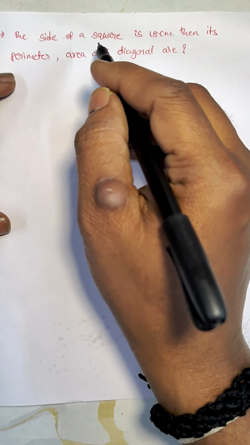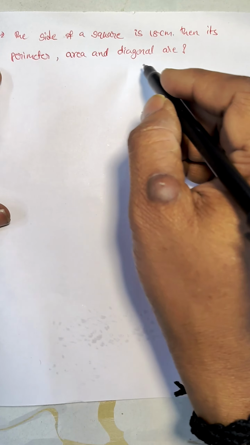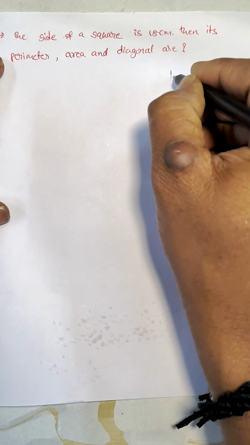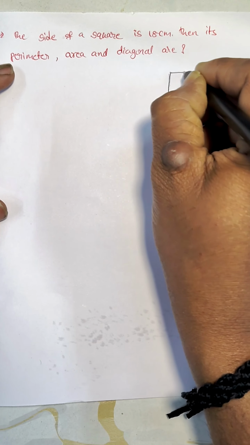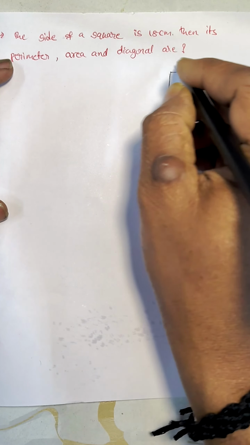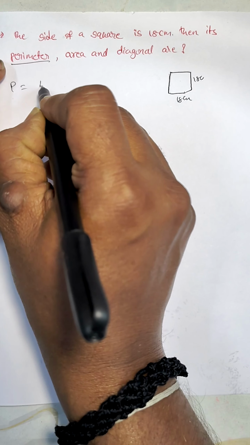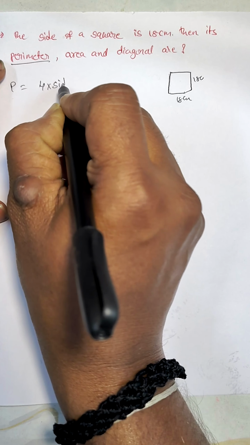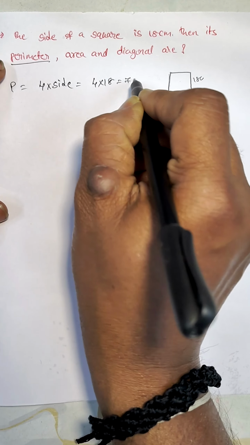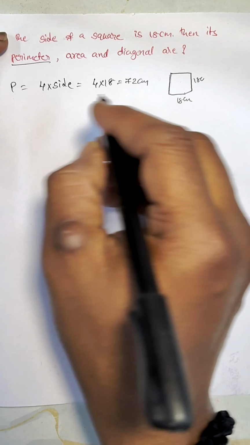The side of a square is 18 centimeters. Find its perimeter, area, and diagonal. Each side of the square is given as 18 centimeters, and we are asked to find the perimeter. The perimeter of a square is 4 into each side. So 4 into 18 is 72 centimeters. So the perimeter of the given square is 72 centimeters.